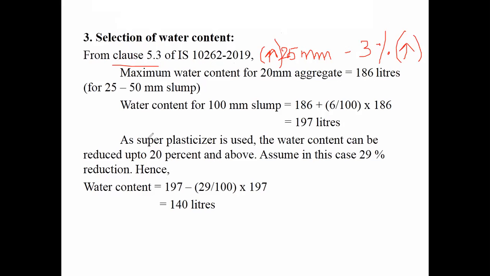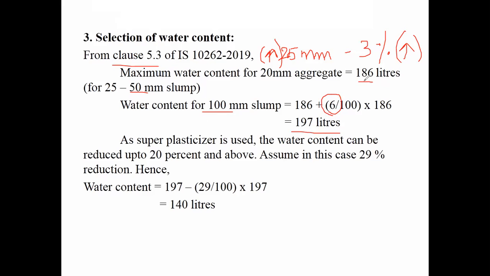So we have taken this. For 100 mm slump, what happens? This is for 50 mm, and here it is 100 mm. 50 plus 25 is 75, and again you add one more 25. So you are adding 2 times 25 mm to get this 100 mm slump. So 3 plus 3, that is taken as 6 percent. You are going to add 6 percent of extra water with respect to this 186 liters. When you do that, you will get the water content as 197 liters.